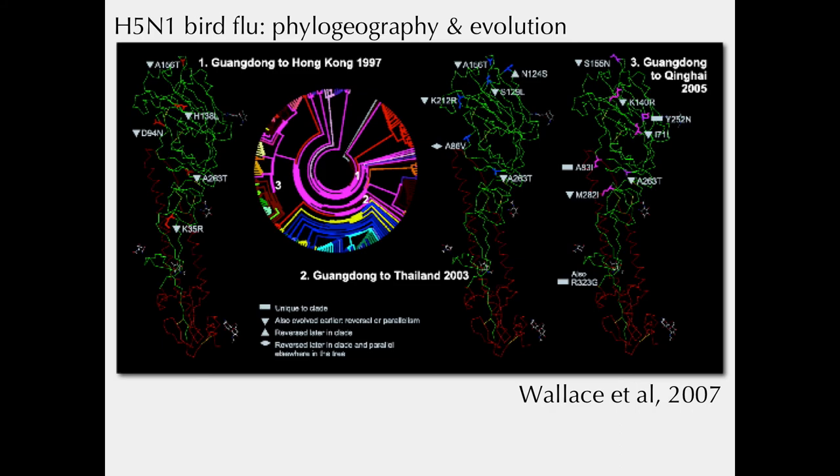If you care about molecular evolution, take H5N1 bird flu. What made it become a pandemic? Well, we can look at the reconstruction of it and find out which residues changed. Let's figure out where it came from. Did it come from Hong Kong? Did it come from Taiwan? And we construct this with a tree.